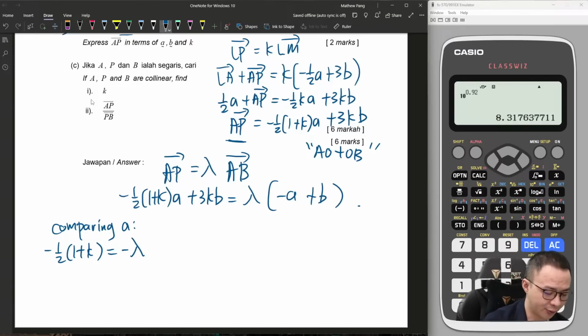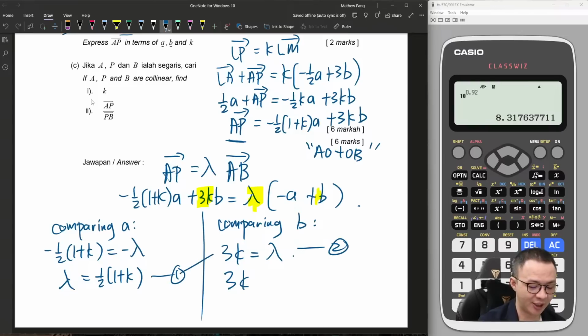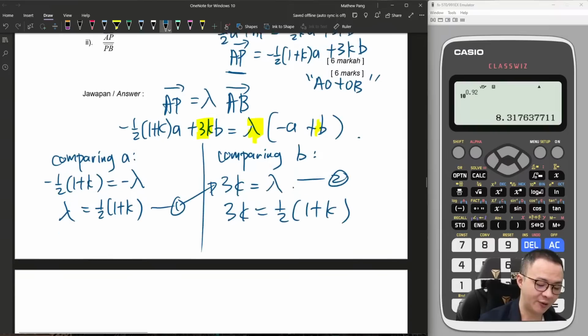Okay, so yeah, I make lambda the subject. Never mind. So my lambda should equal 1 over 2, 1 plus K. Okay, first equation maybe. Then we're comparing B. If I compare B, I basically take the value beside the B. So this one B is 1 multiplied with lambda, isn't it? Okay, so I will say 3K equals lambda. So I got the lambda, I'm going to substitute the first equation into the second one, which is 1 over 2, 1 plus K.